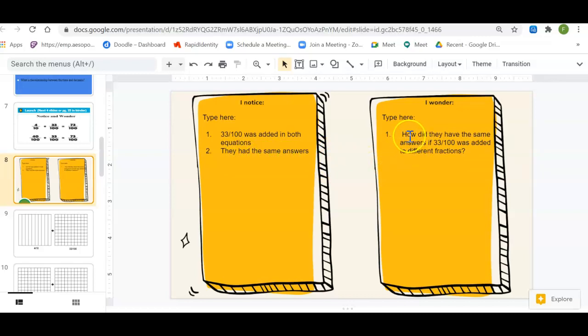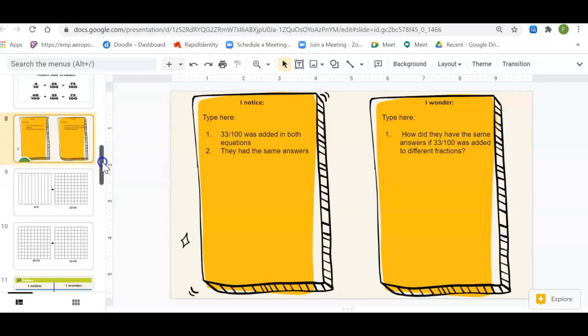So one thing that you could have put for I wonder is, well, how did they have the same answers if 33 hundredths was added to two different fractions? So how did that become the case? So those are just some things that you could have noticed and could have wondered.